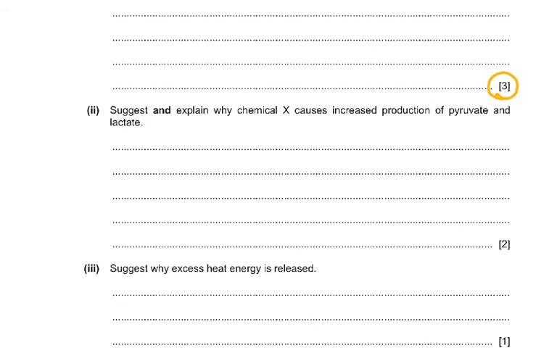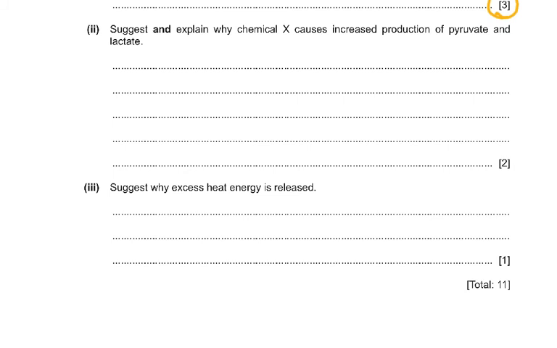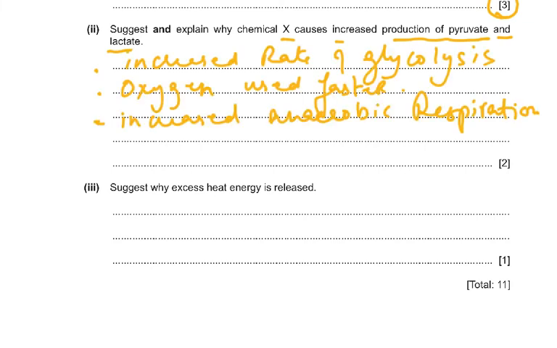Then come to part 2 of the question. Suggest and explain why chemical X causes increased production of pyruvate and lactate. So why was chemical X causing increased production of pyruvate and lactate? Because there was increased rate of glycolysis. You know, glycolysis is glucose to pyruvate, one 6-carbon glucose to two 3-carbon pyruvate. Because the oxygen was being used faster, this resulted in increased anaerobic respiration. You had to reduce pyruvate to lactate in anaerobic respiration. Lactate is only produced when there's anaerobic respiration.